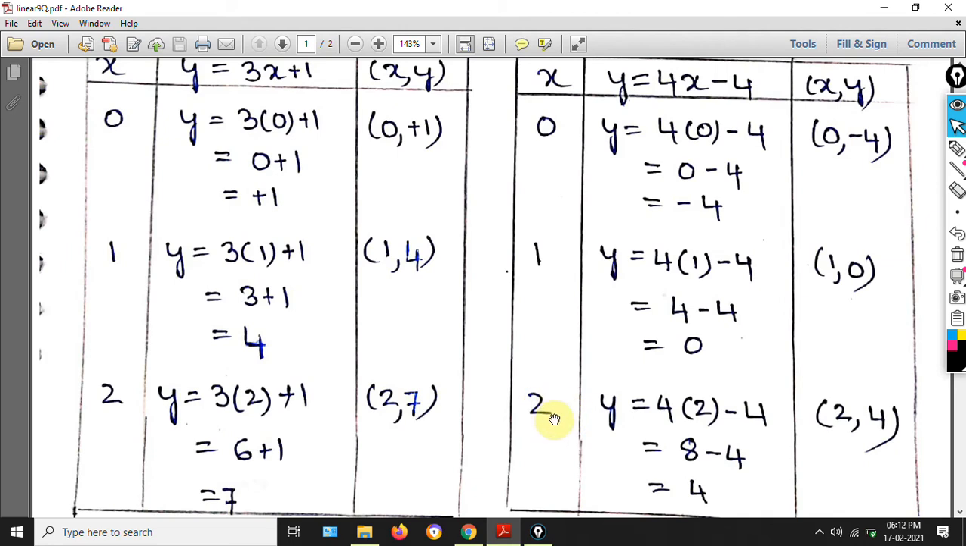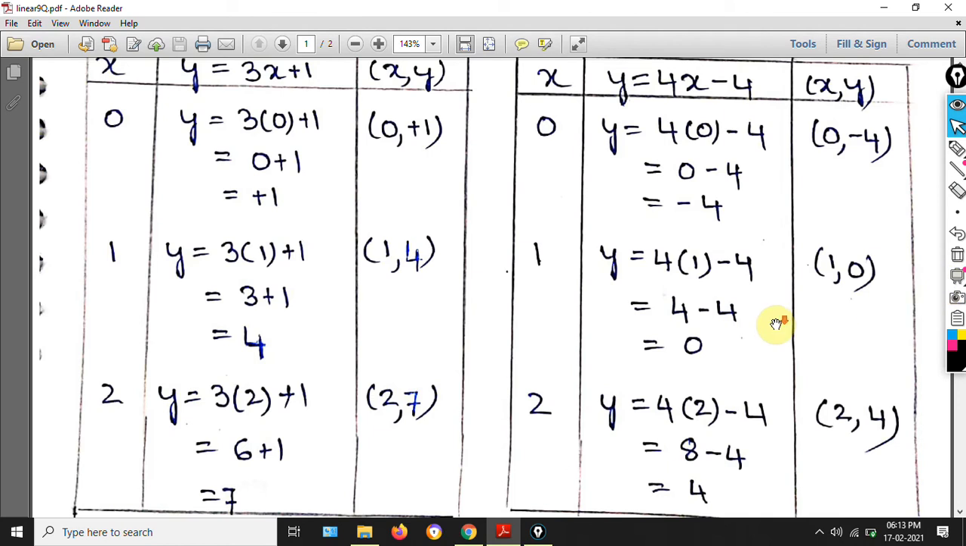Now 2. I am taking the x value as 2. So y equals 4x minus 4. Here 4 I am writing as it is, and in place of x I am writing 2. Why? Because here we took the x value as 2. So 4 into 2, minus 4. 4 2s are 8. From 8, if we remove 4, we will get 4 only. So here the x value is 2, so we are writing 2 comma 4. Now we have got the table for both the equations.